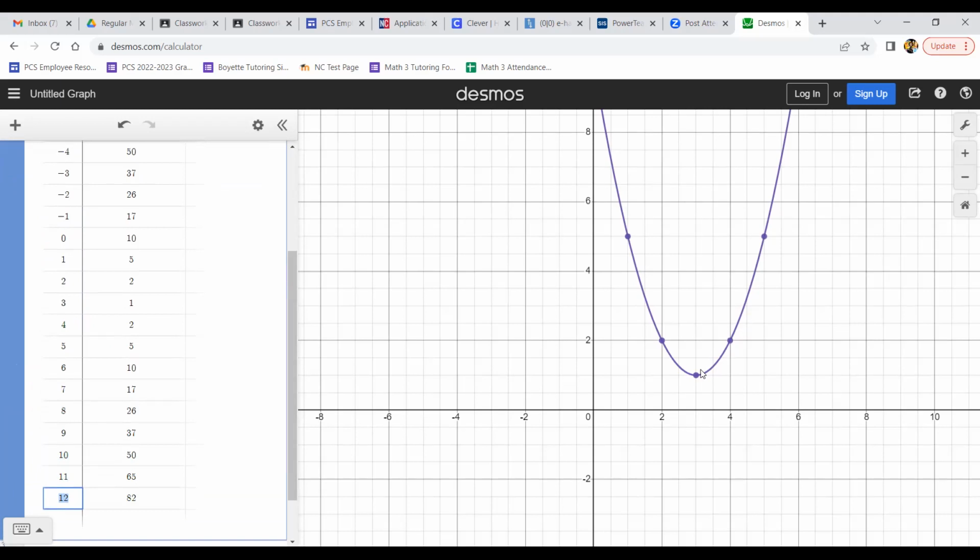Okay, so now I've got 3, 1, and then I've got the points on either side, and now I've got all the points that I can graph. So 3, 1, 2, 2, 4, 2, 1, 5, 5, 5. So I've got those points that I should be graphing.